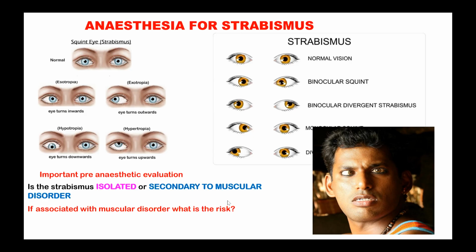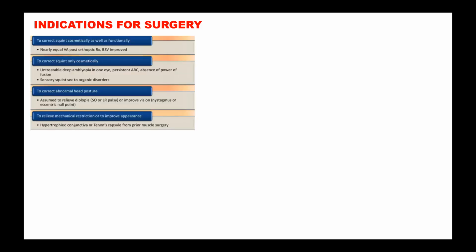What is the risk? This is where malignant hyperthermia comes in. Indications for surgery: not only to correct the cosmetic problem because the eye is deviated, but also to have correct binocular vision. Okay, that is the reason why.